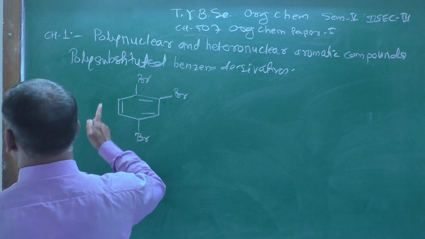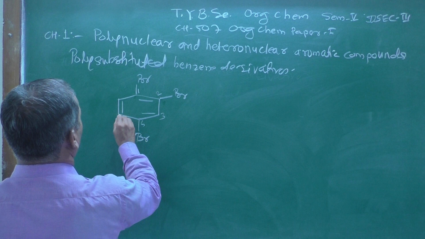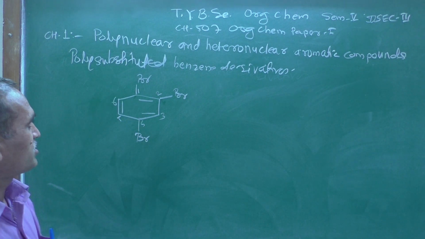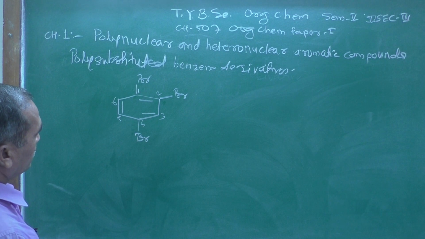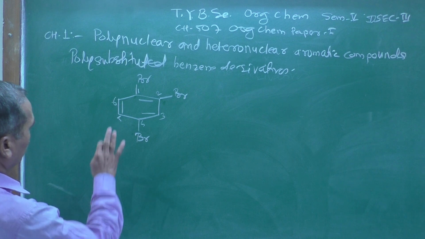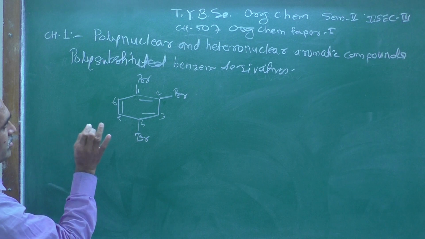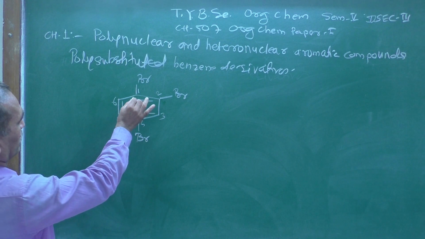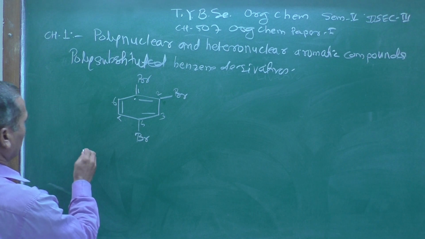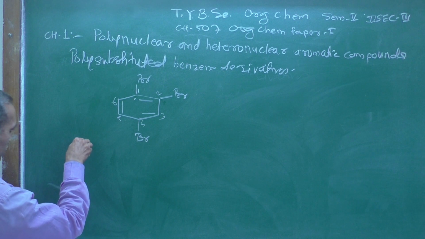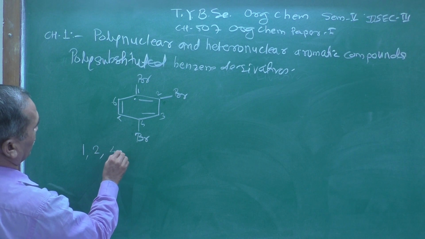The correct way of numbering must be like this: 1, 2, 3, 4, 5 and 6. Observe the structure carefully. Looking at this structure, look at the bromine atoms. They are present at the 1 position, 2 position and the 4 position, and therefore you can write down 1, 2 and 4, dash.